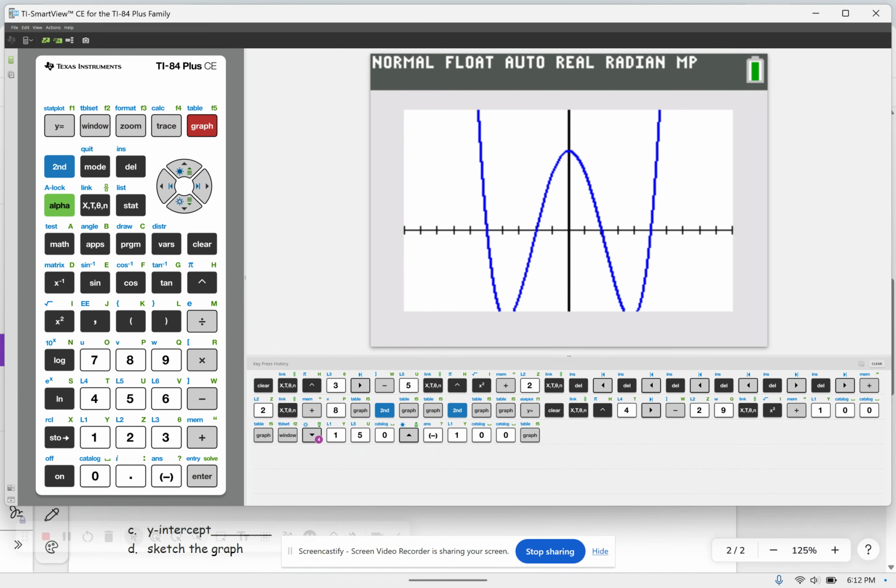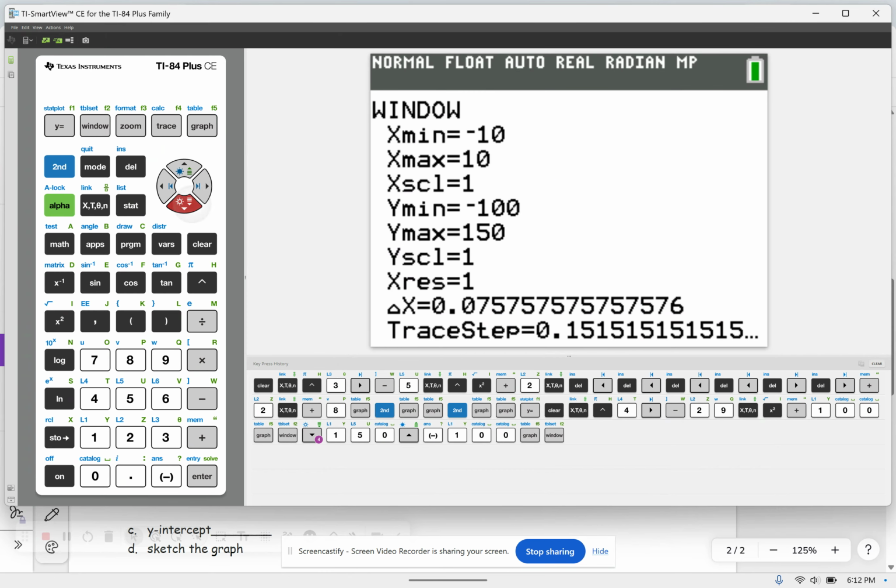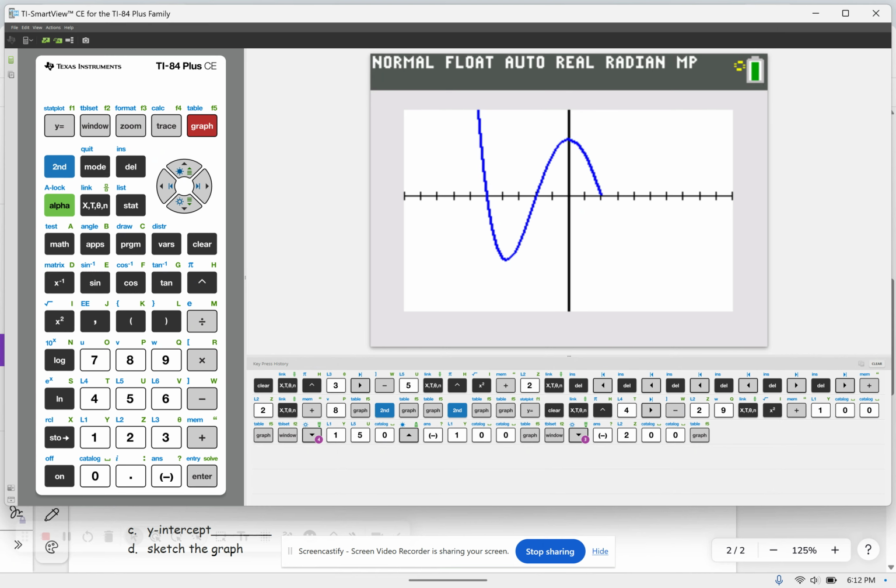And then I'm going to say, look, I almost have it. I can almost see it. I just need to go down a little bit farther. So I'm going to go back to window, and then I'm going to go to my y min, and go down a little farther. So I'm going to change it to negative 200, and then hit graph. And now you can notice that we can see all of the beautiful picture. We get to see the whole graph, and now I could do my end behavior, and I could answer all of the above.